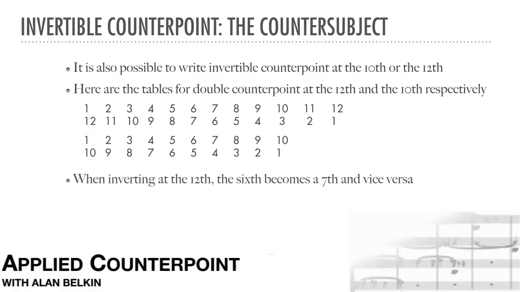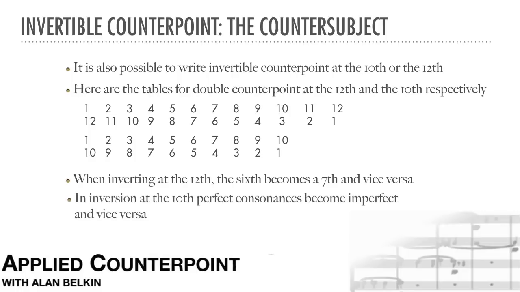When inverting at the 12th, the only important change is that the 6th becomes a 7th and vice versa. In inversion at the 10th, perfect consonances become imperfect and vice versa. This means that we can't have parallel thirds or sixths between the two themes, since they will turn into parallel octaves and fifths respectively. This in turn means that the two voices must use only contrary motion and oblique motion.